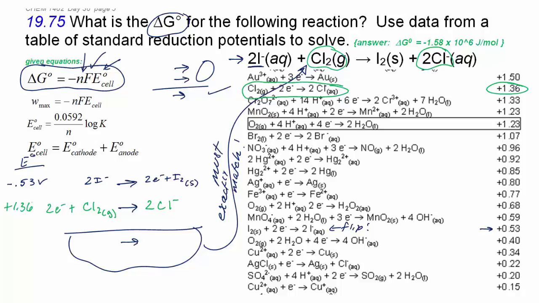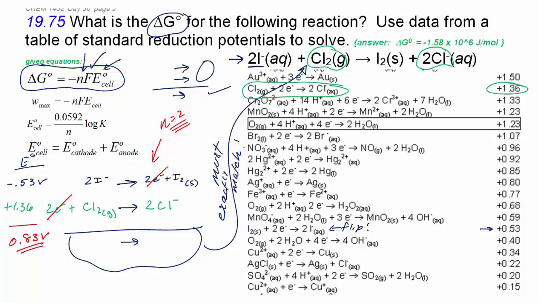Okay? So when I cancel these electrons out, you see how many electrons are canceling? 2. So my N is going to be 2. That's how many electrons canceled out when I added up these overall reactions. E0 cell, negative 0.53 plus 1.36, about 0.83 volts. There's my E0 cell.